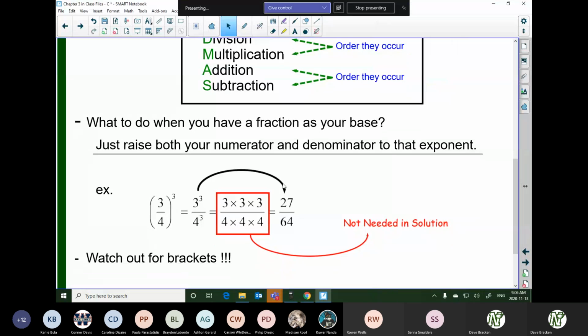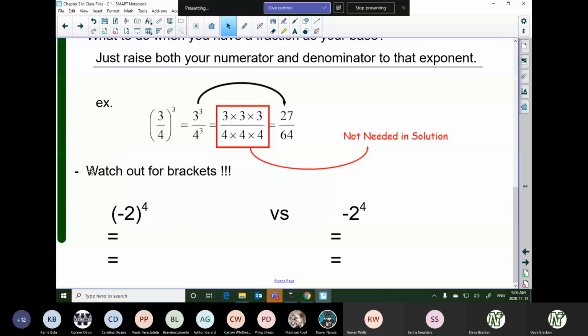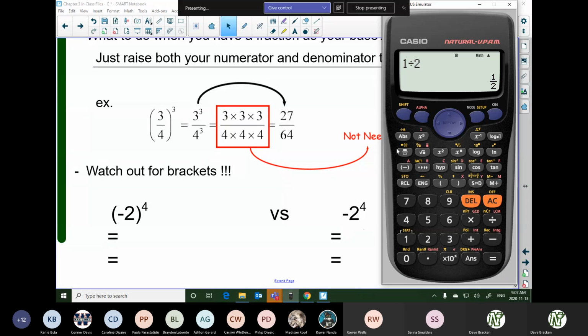Yep. All right, now, watch out for brackets. Okay, not brackens, but brackets. Watch out for brackets. Notice the difference between these two questions. One is -2 in brackets to the power 4. The other is -2 to the power 4. And this is why I want you to watch out. I'm going to go to my calculator.